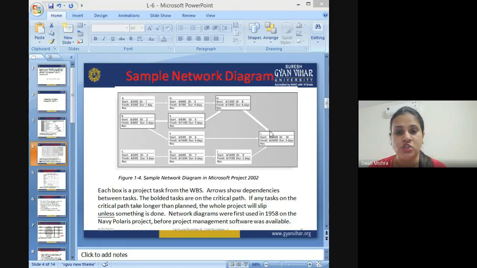They were first used in 1958 on the Navy Polaris project before the project management software was developed and made available to the project managers. So, ever since then, more than a century and a half, the network diagrams are in use by the different project teams for successful completion of the projects. And that is why these network diagrams are highly important and necessary.